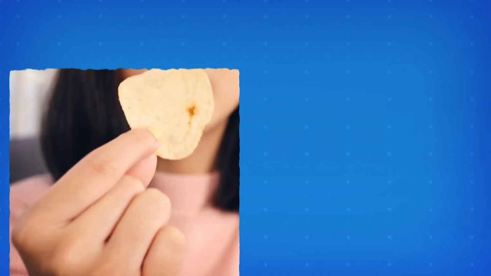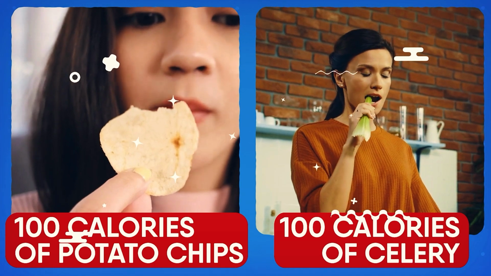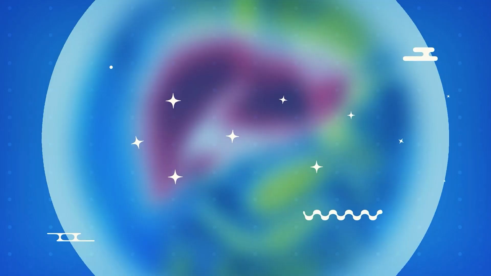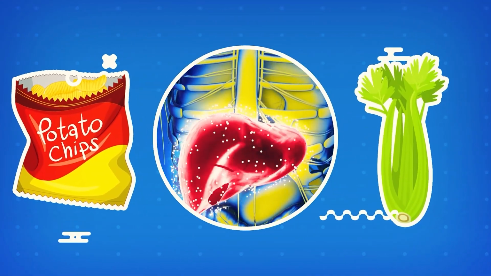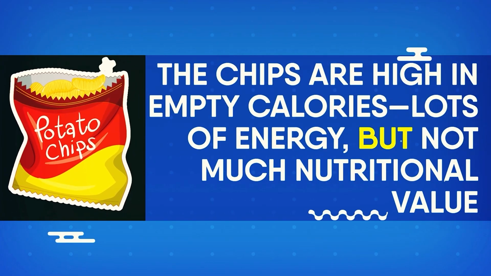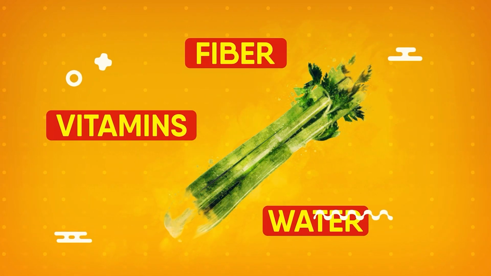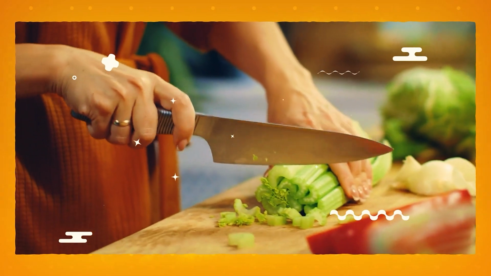Imagine this. You could eat 100 calories of potato chips or 100 calories of celery. Same number, right? But your body reacts very differently to each. The chips are high in empty calories, lots of energy, but not much nutritional value. On the other hand, the celery is packed with fiber, vitamins, and water, things your body loves and uses efficiently.